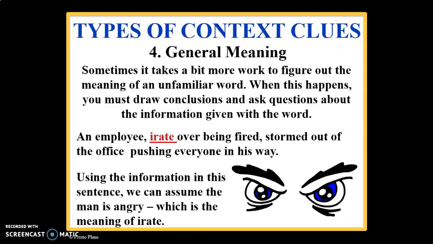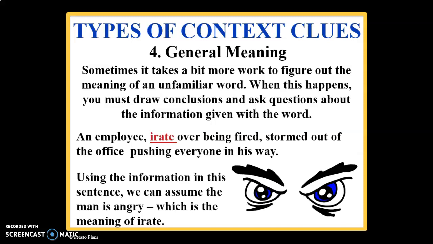An employee, irate over being fired, stormed out of the office, pushing everyone in his way. So using this information in the sentence, we know that a man had been fired. We know that he stormed out of the office, and we know that he was pushing people. So we can assume that this man is angry. And angry is actually the meaning of irate. So if we go back and read that sentence again, an employee who was irate over being fired stormed out of the office, pushing everyone in his way. Irate means angry.